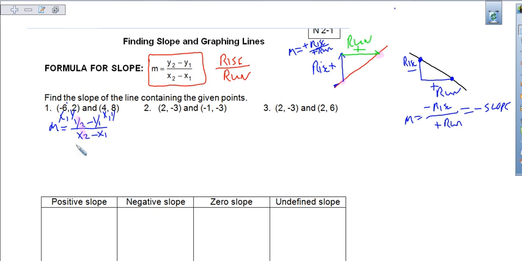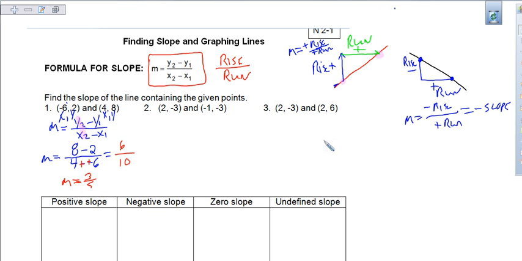So in this case, let's use 8 first. So if we use 8 first, that's y2. y1 would be 2. And we're going to use 4 for our run, and we're going to subtract it from a negative 6. So in the bottom we're going to add the opposite because we're subtracting a negative, so that's 10 over 6. So our slope reduces to 3 over 5.